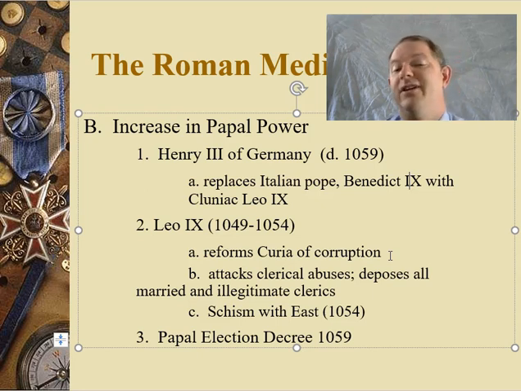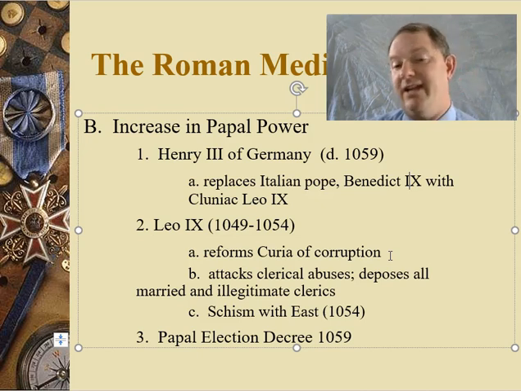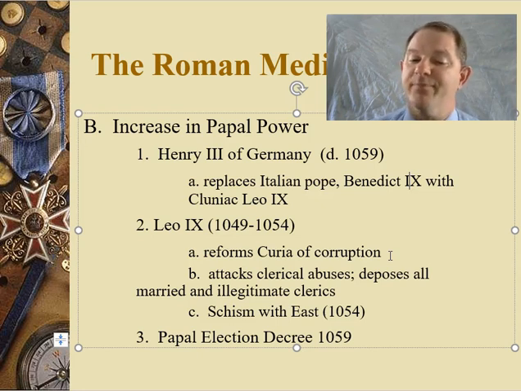If you'll notice, the year 1059 is twice on this slide. In 1059, Henry III of Germany, the Holy Roman Emperor, died. And if you remember from our lecture on the early Middle Ages, with the death of the Holy Roman Emperor, there was a new election of a new emperor, and that would take a few months to get done. And so what occurred in 1059 is interesting.